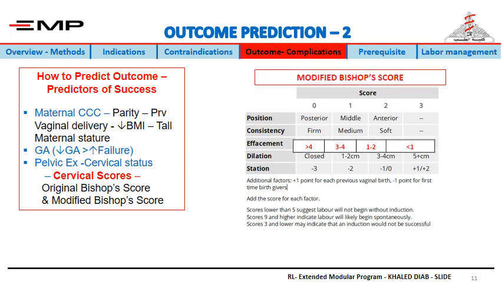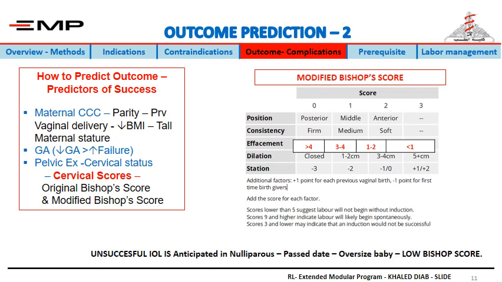Modified Bishop score replaces percentage effacement with cervical effacement in centimeters. Scores less than 3 are considered unfavorable, while scores more than 9 are favorable. Note to add +1 for previous vaginal delivery and -1 for nulliparity. Unsuccessful induction of labor is anticipated in nulliparous, past date, oversized baby, and low Apgar score.